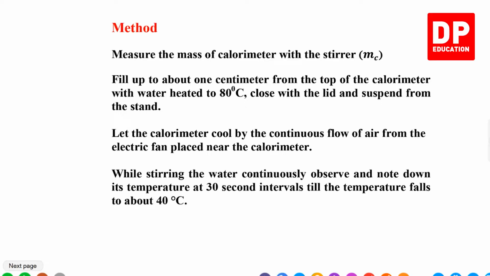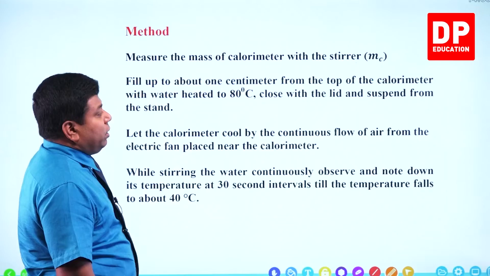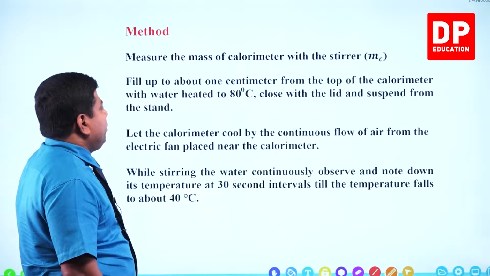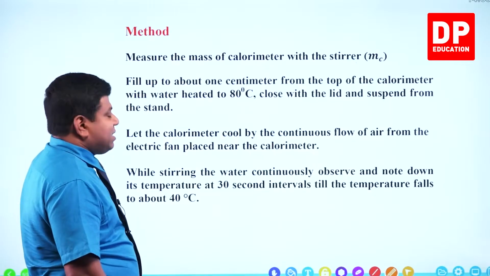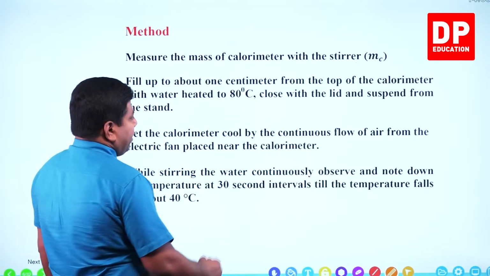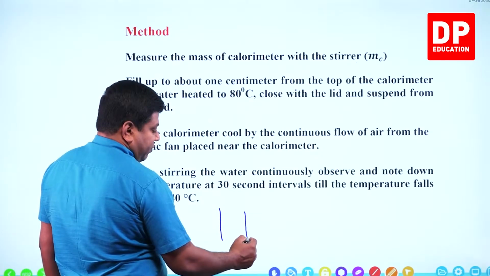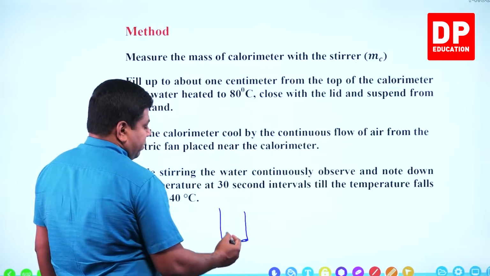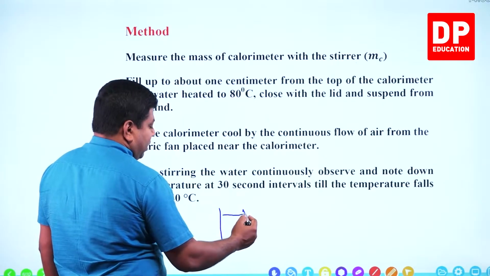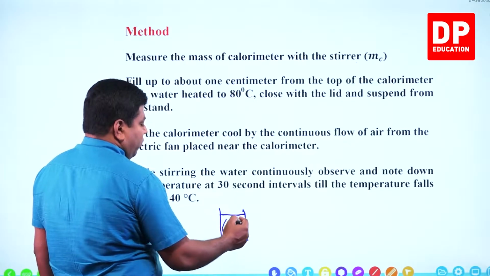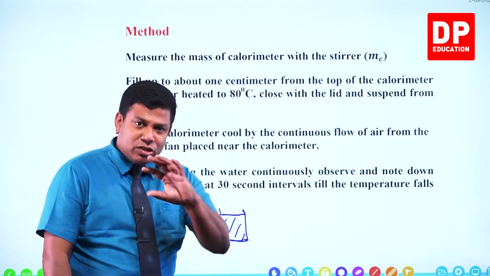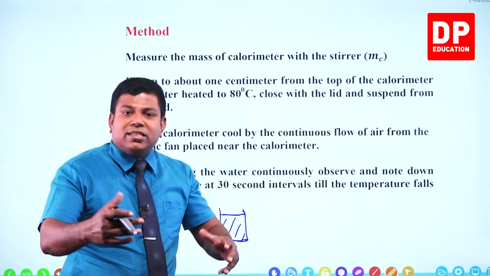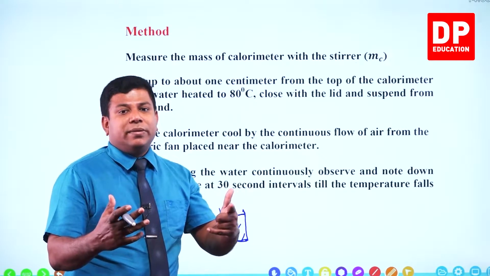Method. Measure the mass of calorimeter with stirrer, MC. Fill up to about 1 centimeter from the top of the calorimeter with water heated to 80 degrees centigrade. Close with the lid and suspend from the stand. Now wait, I made a statement here. If this is your calorimeter, from the top 1 centimeter below, you fill it with hot water. So what is this 1 centimeter story? Why can't we fill it just to half of the calorimeter and do this experiment?